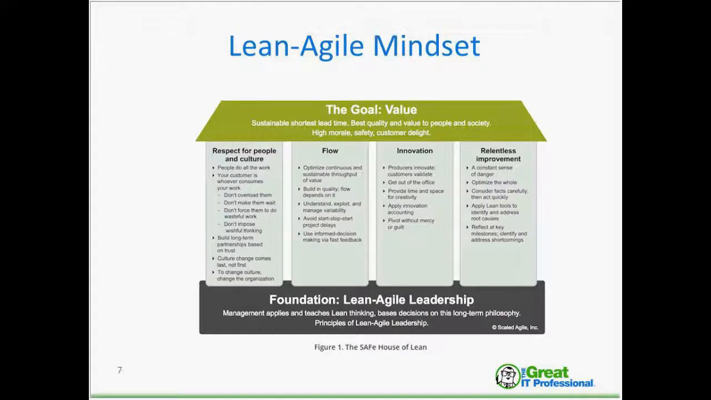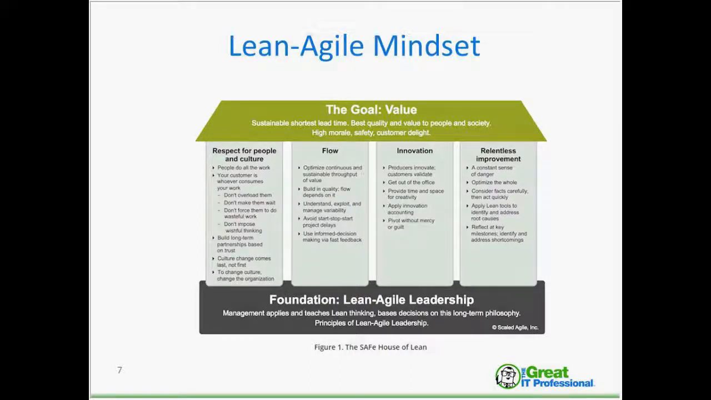I'll call it the roof, but the goal actually is value. The whole idea behind Agile and Agile methods is delivering value to customers. If anyone's not familiar with the word value, it means the health of an organization in the long term. Value describes the health of an organization. In terms of value delivery, the goal for value is sustainable shortest lead time. That means getting to market faster than the others.